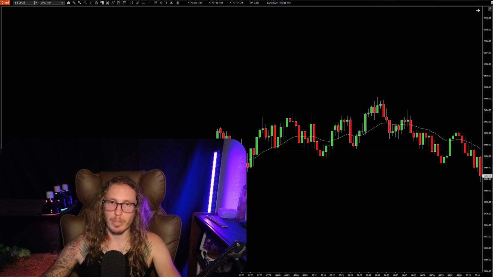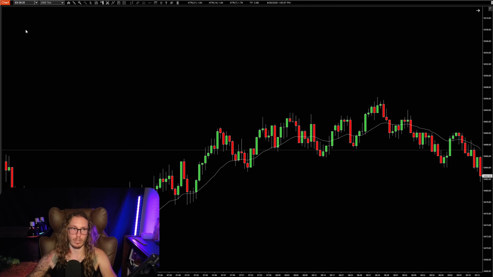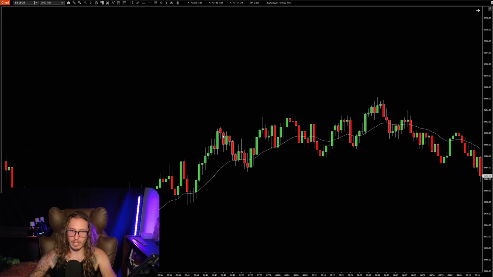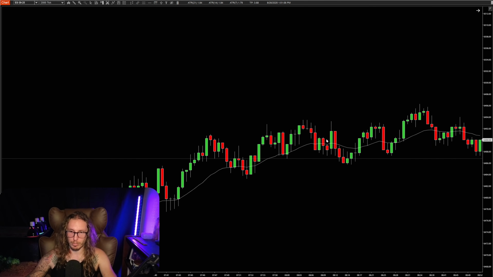Day traders ask me all the time why I use tick charts. This is the 2000 tick ES chart. What that means is that each one of these candlesticks is 2000 trades before it prints a new one.